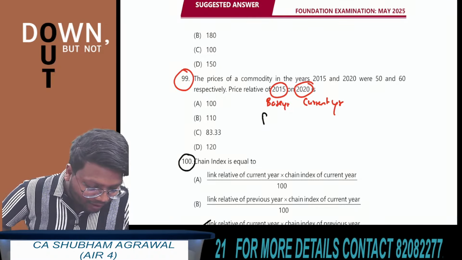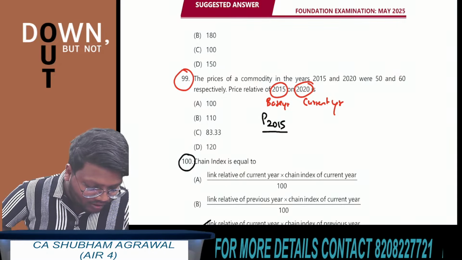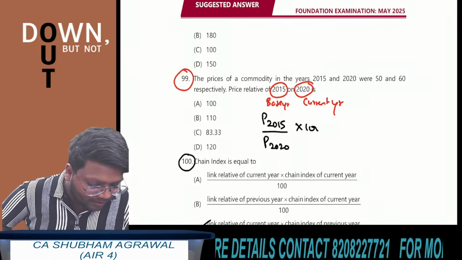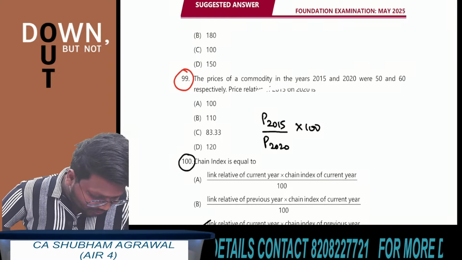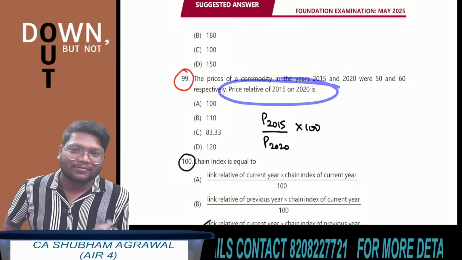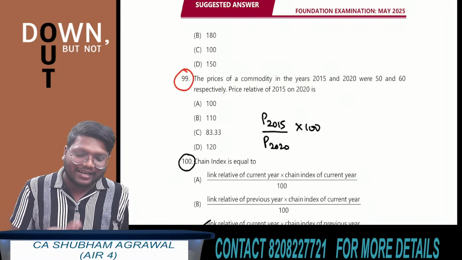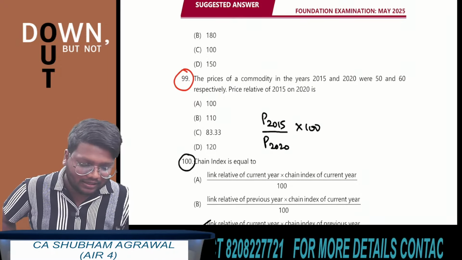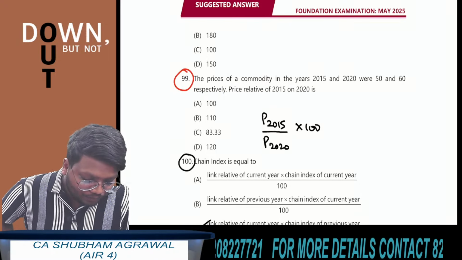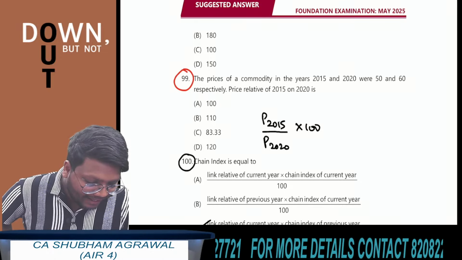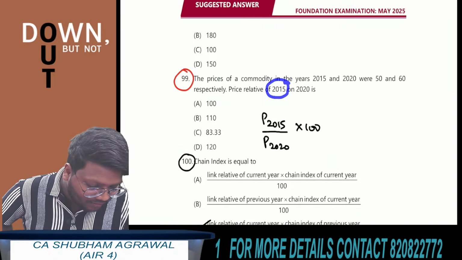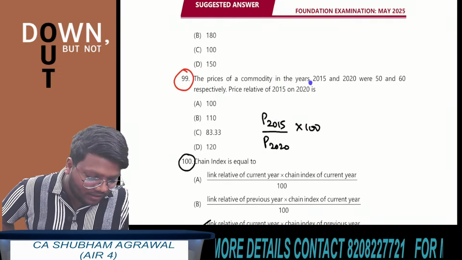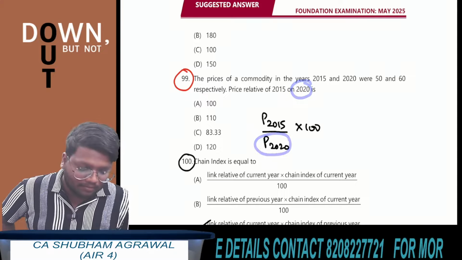In the numerator, what do we write? Price of the commodity in the year 2015 divided by price of the commodity in the year 2020, multiplied by 100. In this question they have not asked for the index number. What they have asked is the price relative of 2015 on 2020. So in the numerator we write the price of the commodity in the year 2015, and in the denominator the price of the commodity in the year 2020, multiplied by 100.